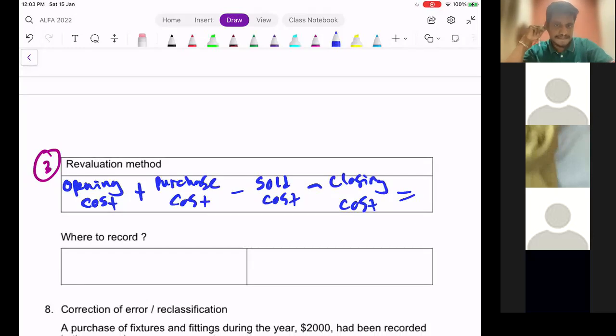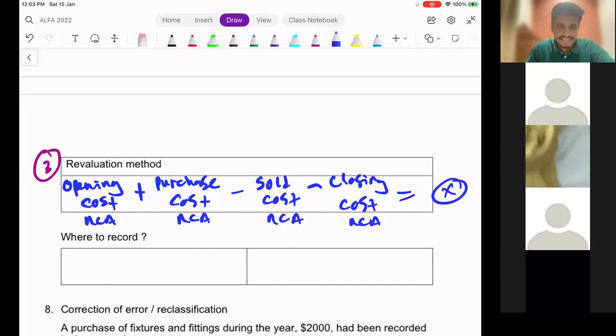Opening cost of the asset plus purchase cost of the asset, all these non-current assets, minus the sold cost of the non-current asset, minus the closing cost of the asset. Then you get the depreciation. Then how do we record this in our account?